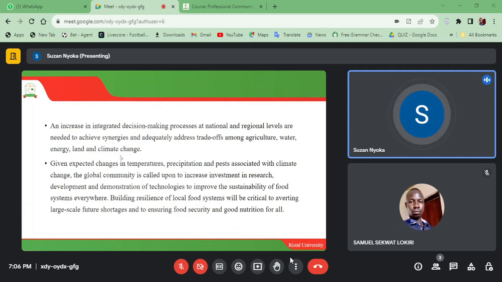The next SDG is, given expected changes in temperatures, precipitation, and pests associated with climate change, the global community is called upon to increase investment in research, development, and demonstration of technologies to improve the sustainability of food systems everywhere. Building resilience of local food systems will be critical to averting large-scale future shortage, to ensure food security and good nutrition for all.